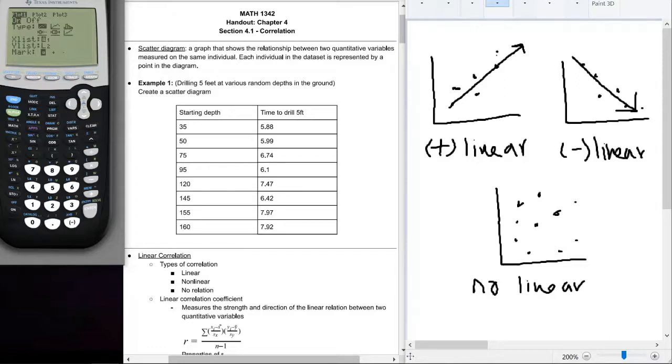After that, we're ready to see the scatter diagram. We'll hit graph. We had a problem before as well when we hit graph and nothing appeared. Whenever that happens, we'll go to zoom, number 9. It zooms nicely into our stat plots. Looking at this data set, when we graph it on a scatter diagram, it appears to have a positive trend. What that means is, as the starting depth increases, the time to drill an additional 5 feet also increases.